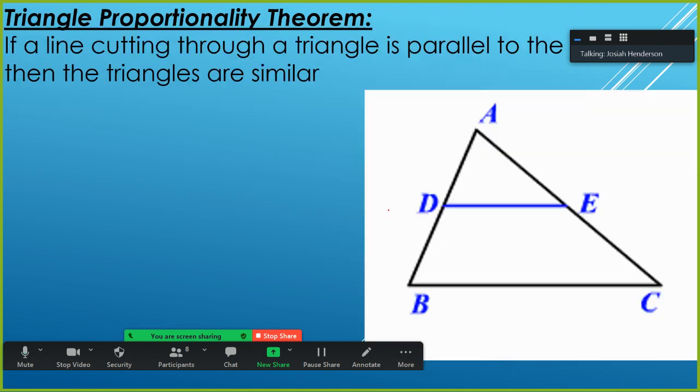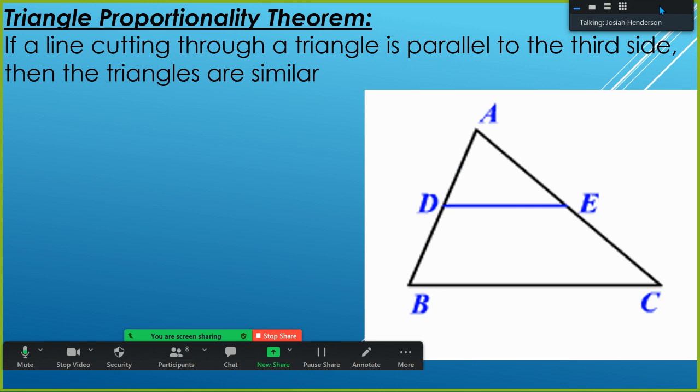Here we go. Okay, the first one is called the triangle proportionality theorem. So we're going to be dealing with two proportional triangles. Let's see what it says. If a line cutting through a triangle is parallel to the third side, then the triangles are similar. So we see the line cutting through the triangle on the diagram is DE, cutting through.